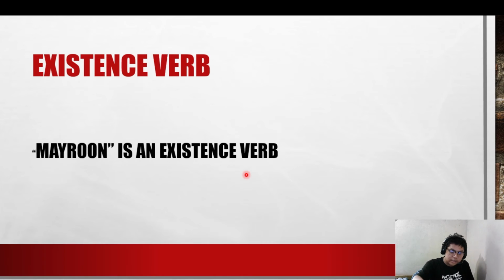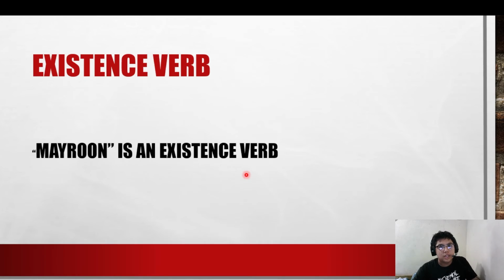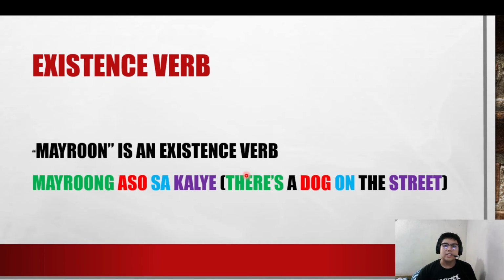It tells you that something is in there, that there is this specific thing that exists within our spatial temporal continuum. You get it? For example, mayroong aso sa kalye. There's a dog on the street. It does not say a dog exists on the street. Rather, it says that there is a dog on the street. It's an existence verb, instead of directly translating to exist, which is wrong.